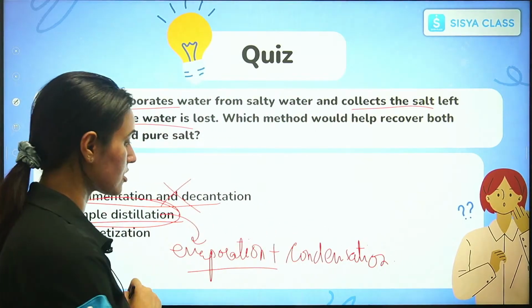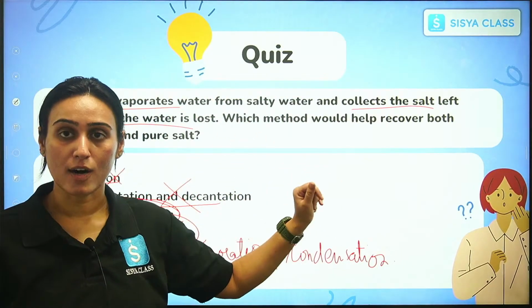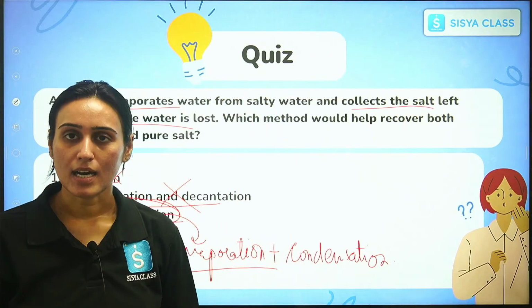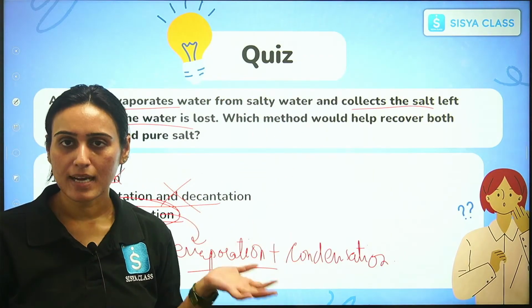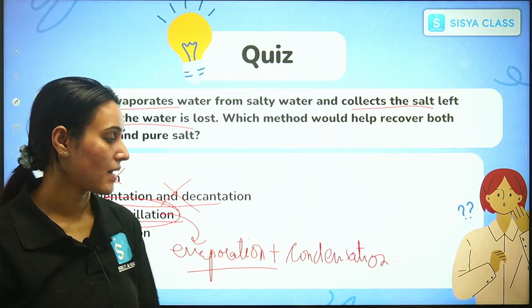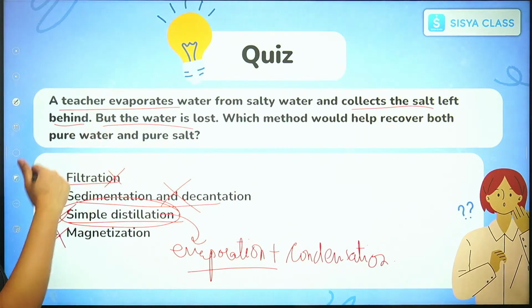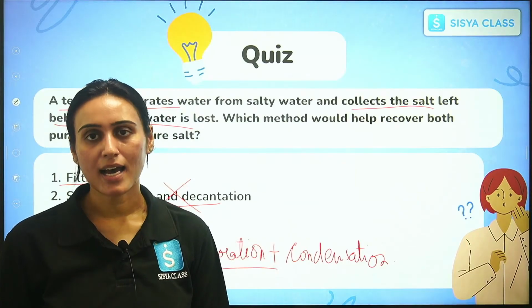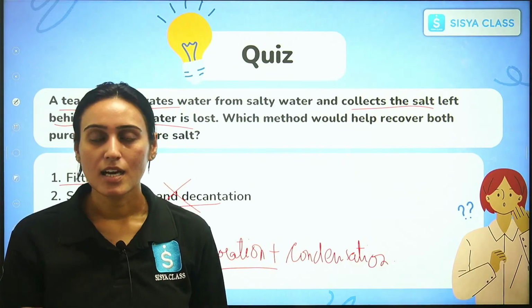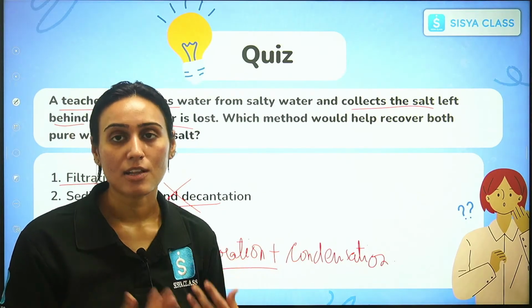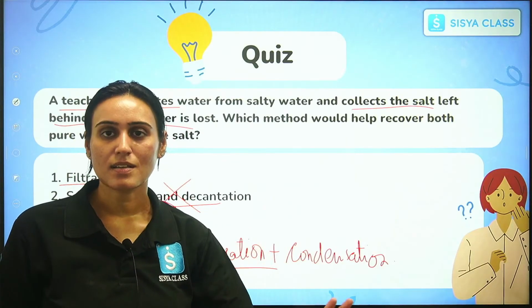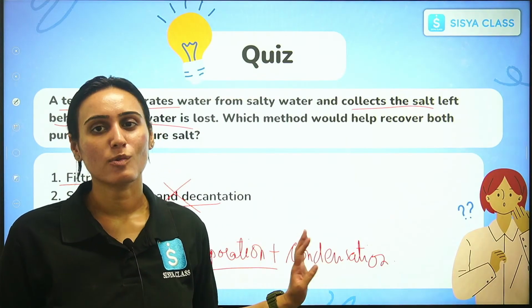By evaporation, we will turn the liquid water into vapors and then we will condense the vapors to get back our liquid, and your salt will be left behind. So simple distillation can help us, not magnetization, as none of the components that we are taking in the mixture are going to be attracted to a magnet. You can use magnetization when at least one of the components gets attracted to the magnet, so you can separate them out by that process. Here it will not work.